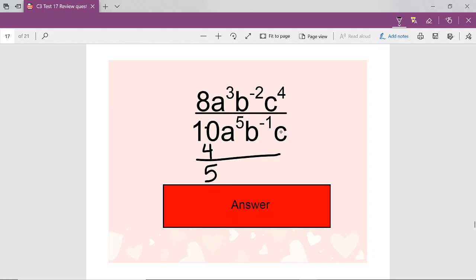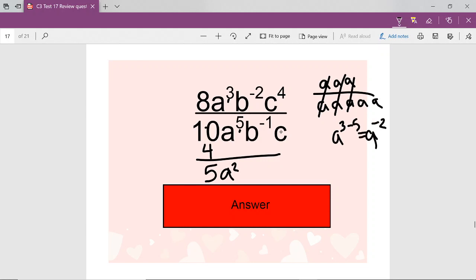And then I look at my a's. I have 3 in the numerator and 5 in the denominator. So if I were to write that out, a, and a, that means 3 pairs get to cancel out and 2 are left on the bottom as a squared. You could also subtract these, a to the third minus 5, get a to the negative second, but that would have to go down to the denominator since it's a negative exponent. All right, so we dealt with those two.